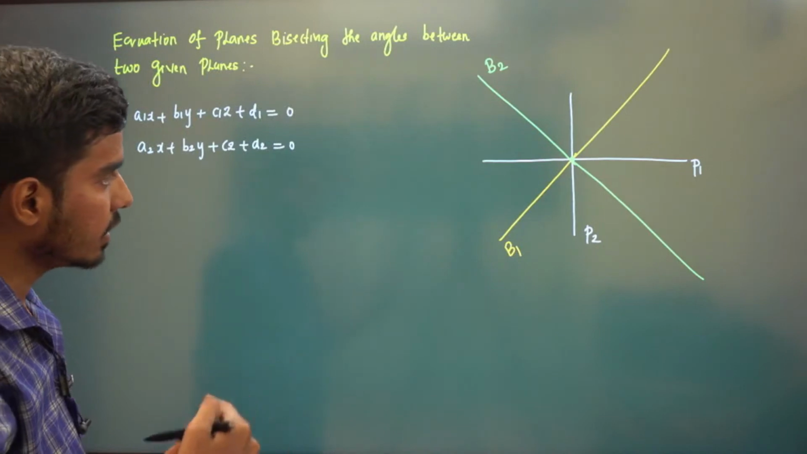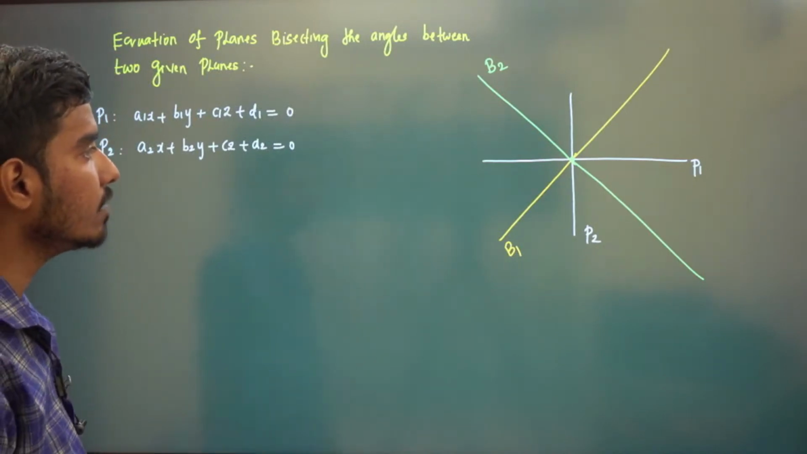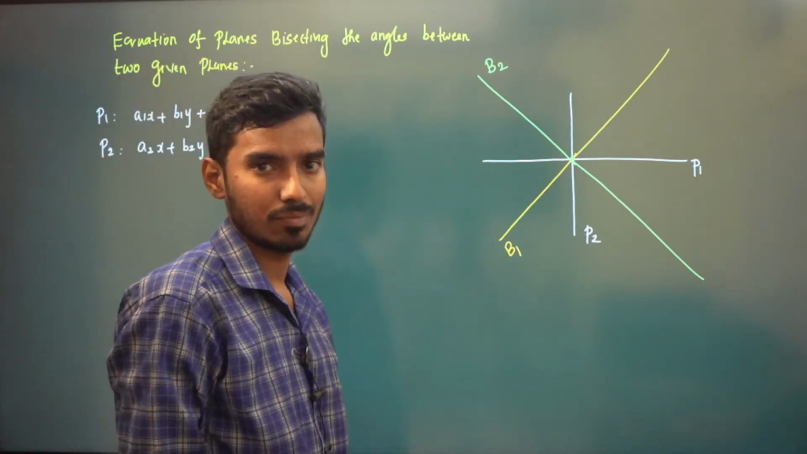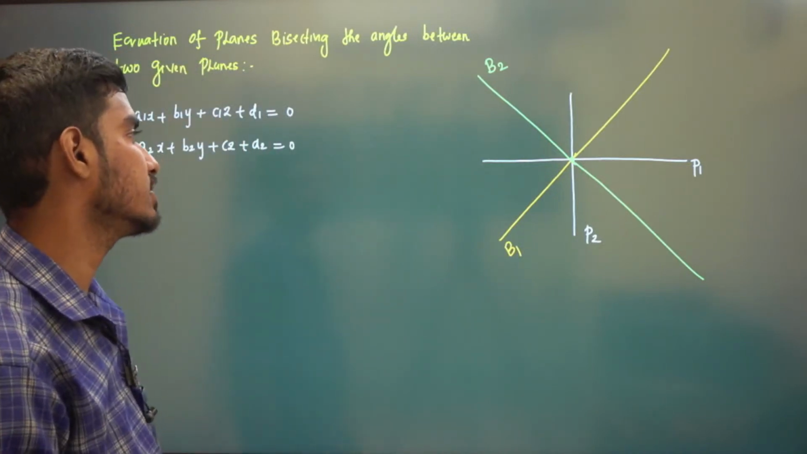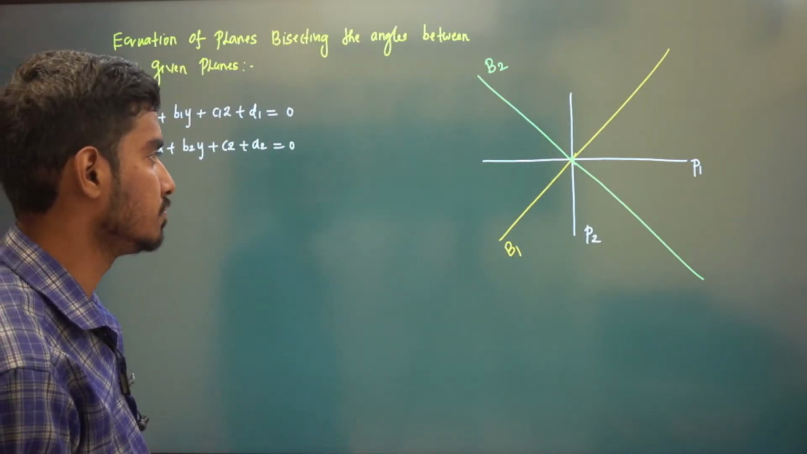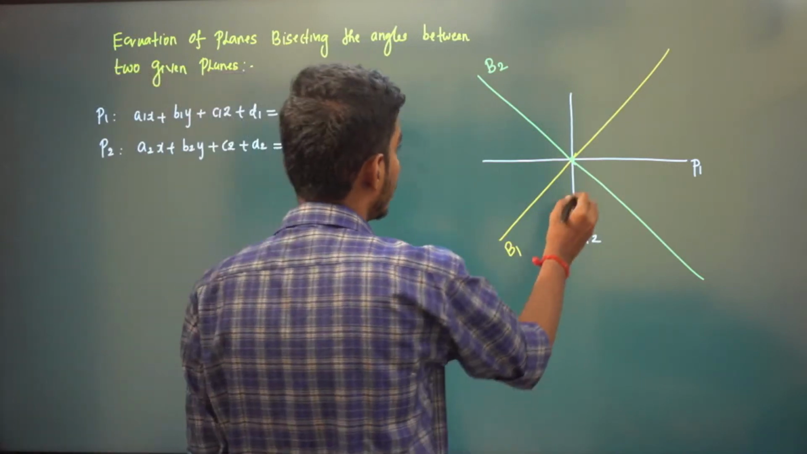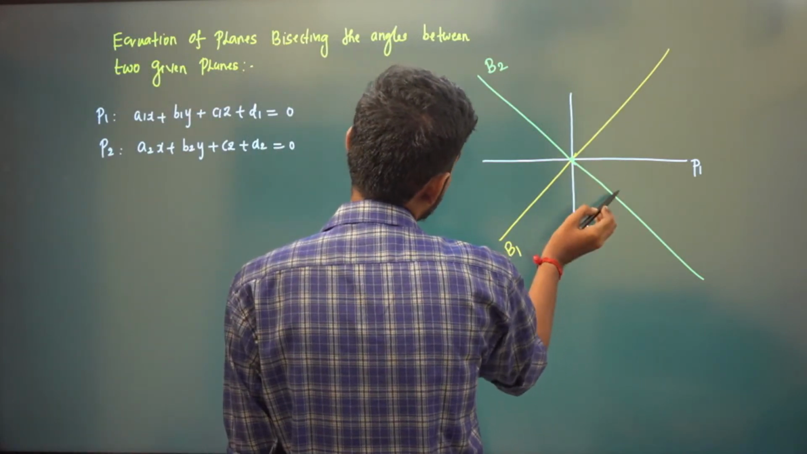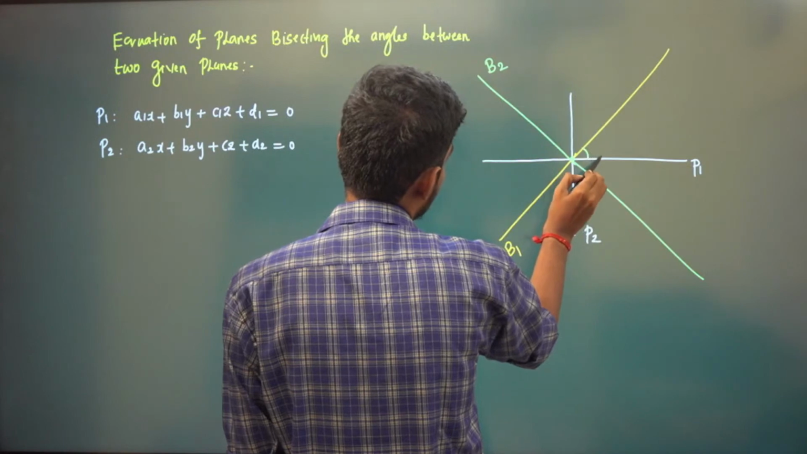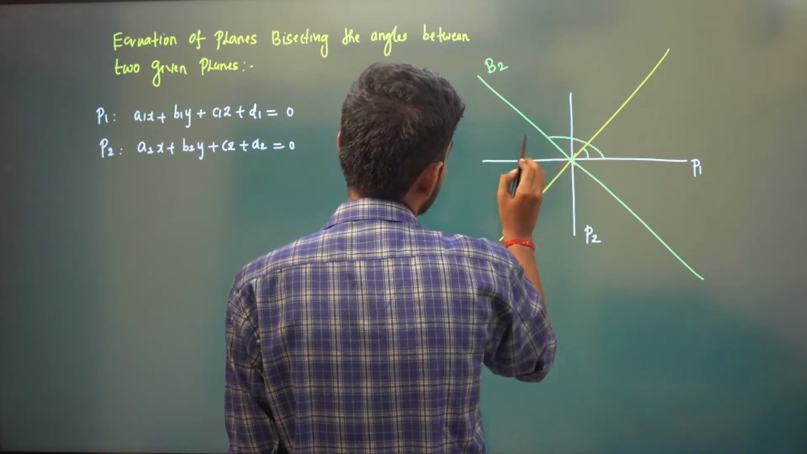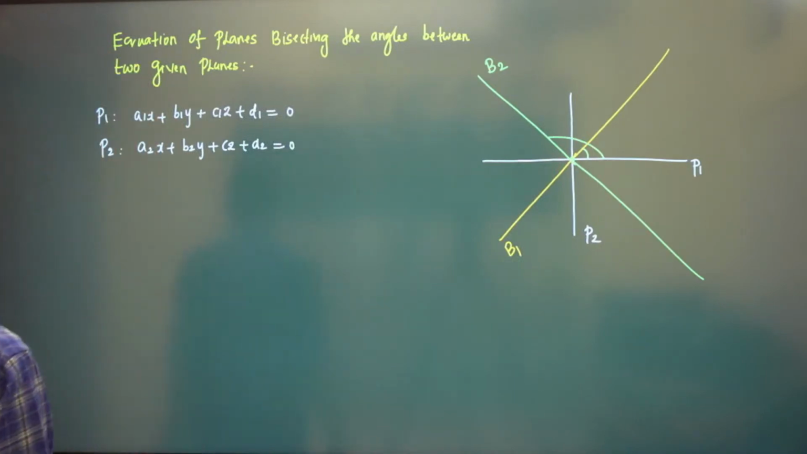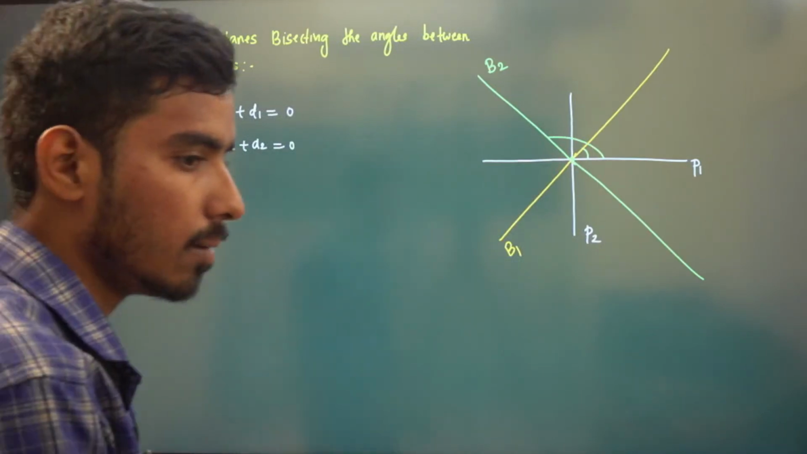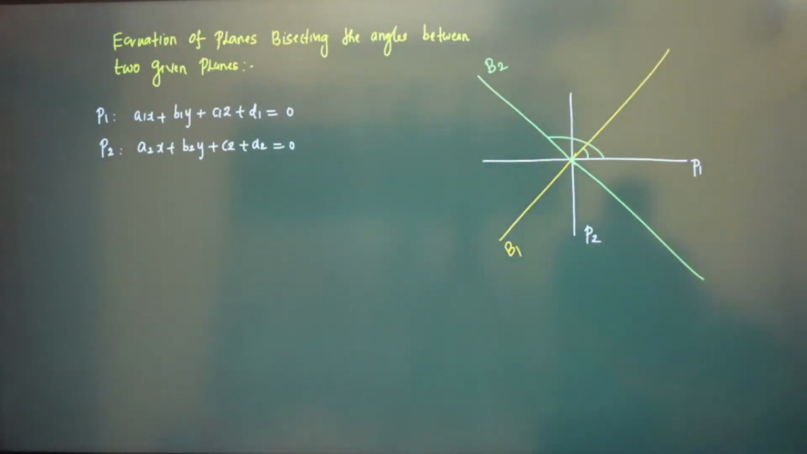One will bisect the acute angle, the other will bisect the obtuse angle. So you can always form two bisecting planes. One will bisect the acute angle, the other will bisect the obtuse angle.